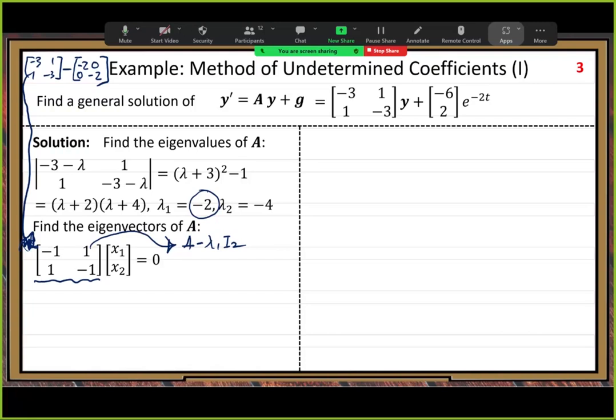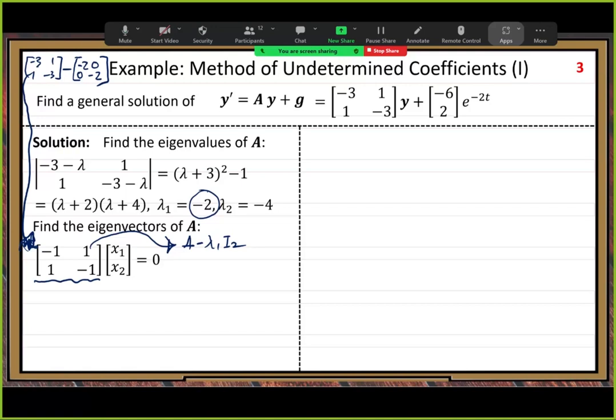Okay. All right. So here, remember the last time, because when you use the eigenvalue here, the determinant must be 0. If the determinant is 0, that means these two row vectors are linearly dependent, right? If linearly dependent, then the second row vector is a constant multiple of the first row vector.